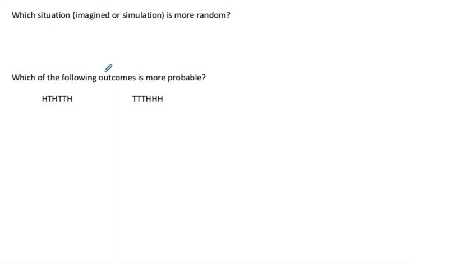Just like in this one, which of the following outcomes is more probable? Well, I have 1, 2, 3, 4, 5, 6 outcomes here, and 1, 2, 3, 4, 5, 6 outcomes here. They're still equally as likely. Just like this one, which situation is more random? I could say that I might have influenced the first one, but as far as randomness, they're both random. They're both equally as likely to happen because each one of those flips is a 50-50 chance according to probability.